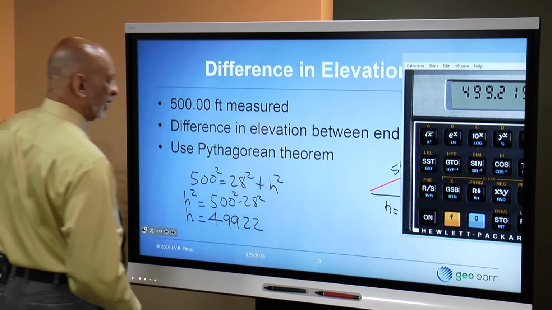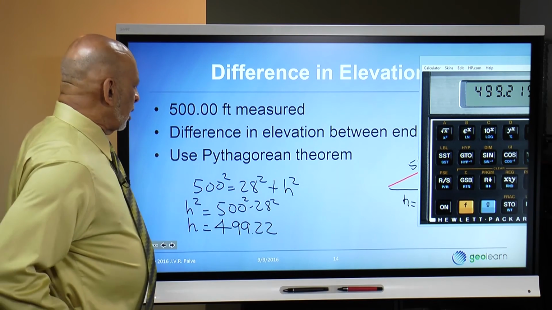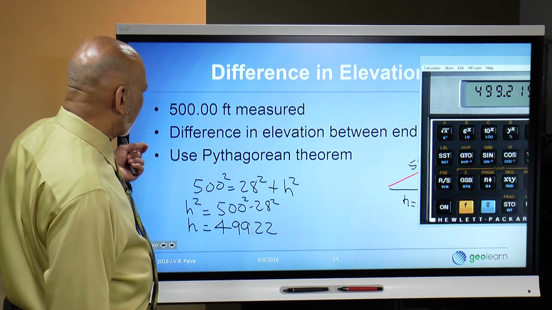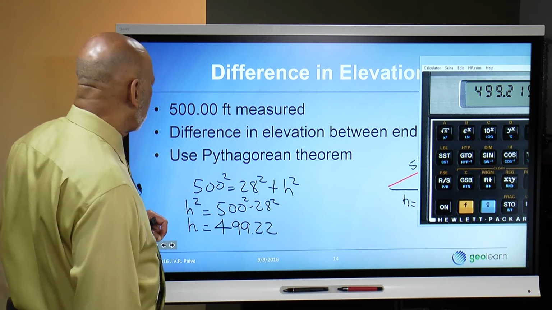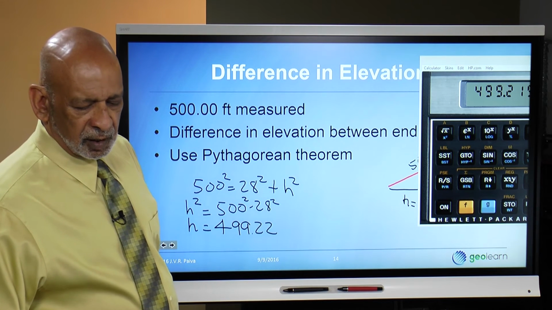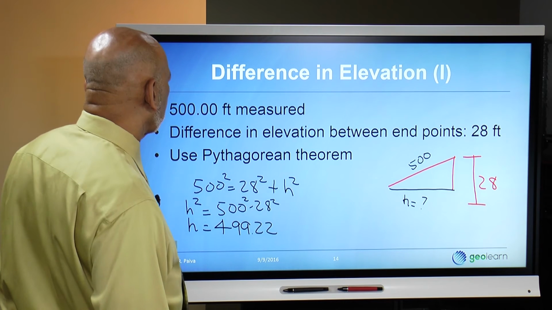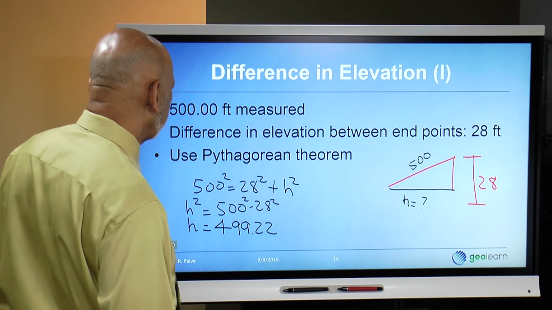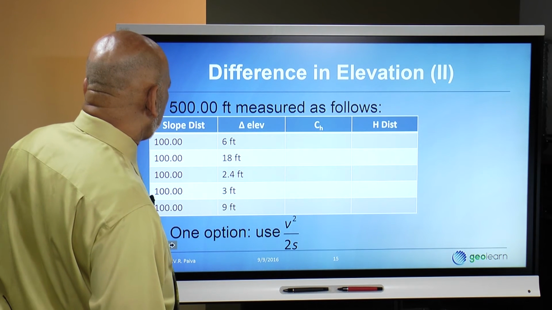So in this particular case, you can figure out that C sub h, which would be the correction to reduce a slope distance to horizontal, is equal to 0.78 feet. That's the difference between the 500 and the 499.22. So that's one way to solve this using the Pythagorean theorem, and it's something you want to keep in mind.